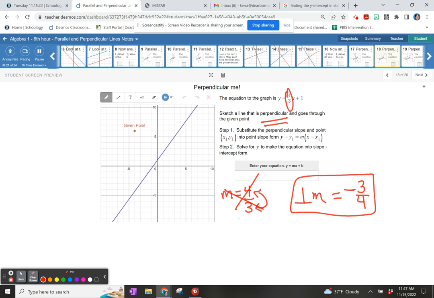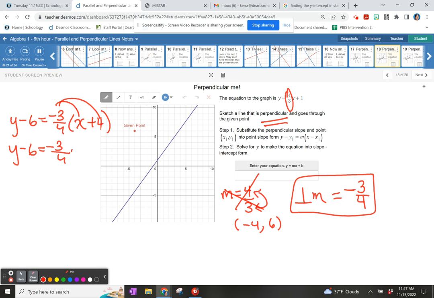We can now look at our point negative 4 comma 6 and then plug that in. Y minus 6 equals negative 3 over 4x. And then be careful, minus a negative is positive. And then we're always undoing.